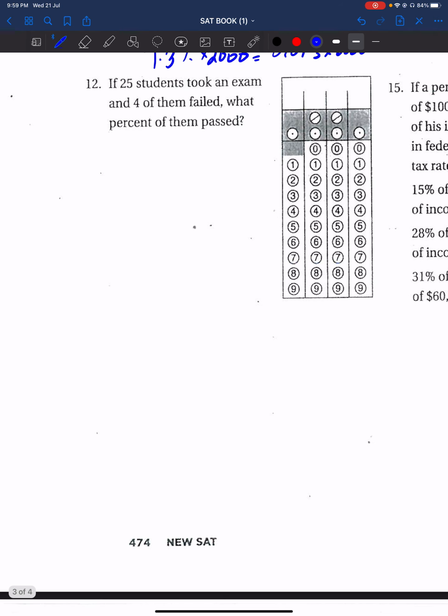Number 12. If 25 students took an exam and 4 of them failed, what percent of them passed? So if 4 failed, then 21 passed. So 21 divided by 25 times 100%, this would give me the correct percentage, which is 84%. And that's your answer.